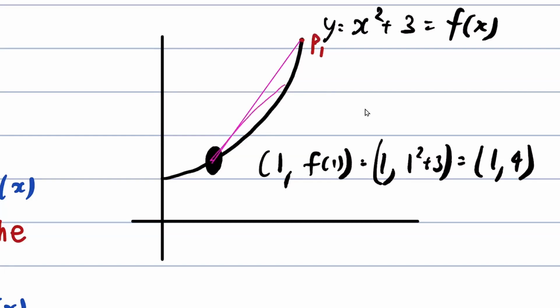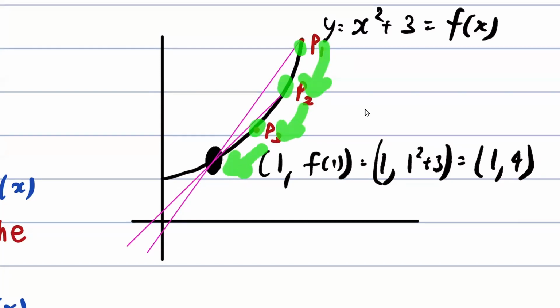Then let's draw another secant line like this. It passes through this point and this point. Let's call this P2. It's still fixed on the same fixed point 1, f of 1. If I make my pink line a bit longer, what you realize is that as P1 goes to P2 and P2 goes towards P3, this moving point will get closer and closer towards the fixed point here. Does it make sense?